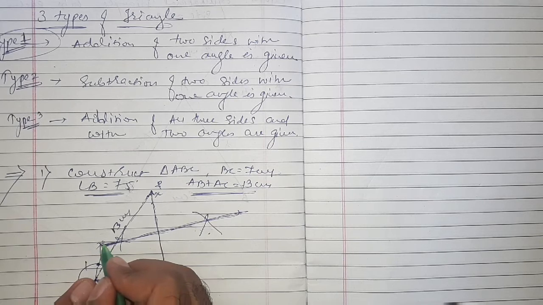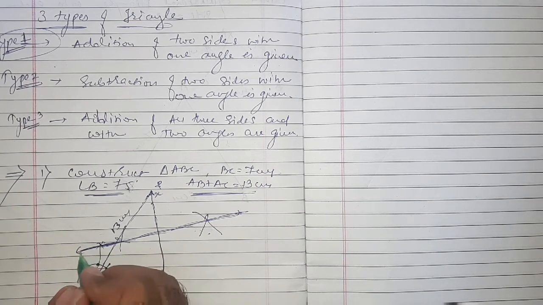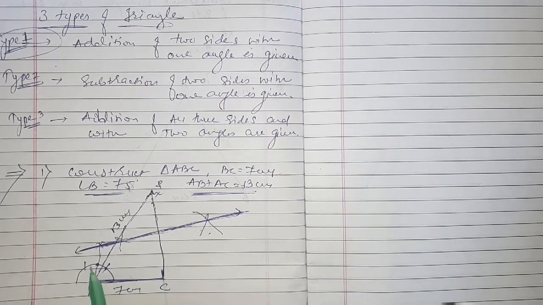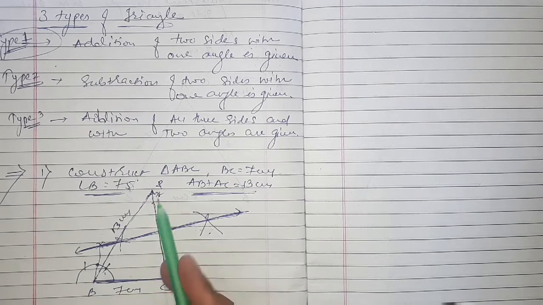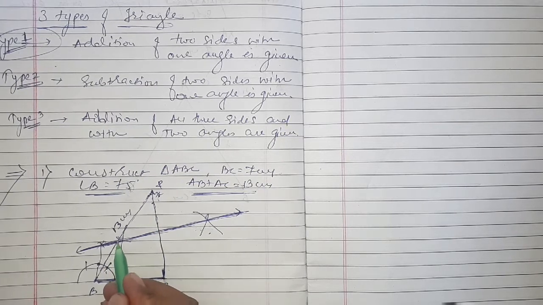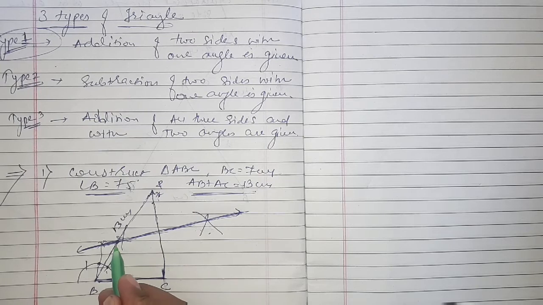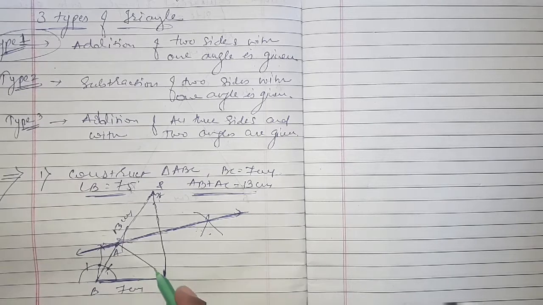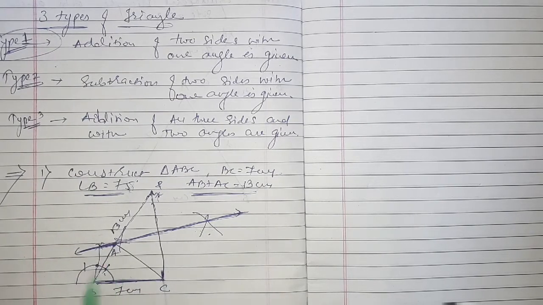Okay, so this is your perpendicular bisector. The perpendicular bisector meets the line BX at one point. Name that point as A and after that join A with C. So your triangle ABC with the given measurements is constructed. Okay, your triangle ABC with the given measurements is constructed. Clear?